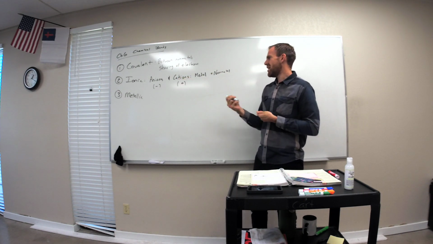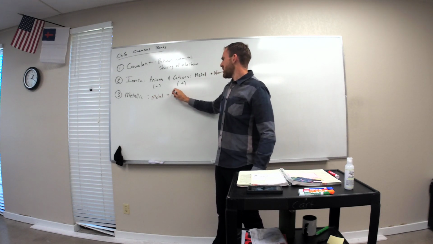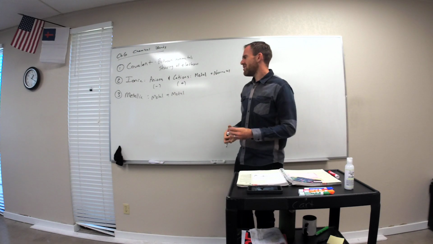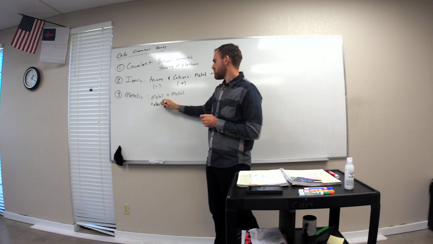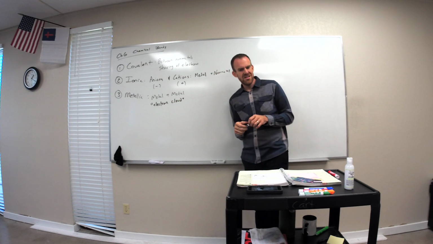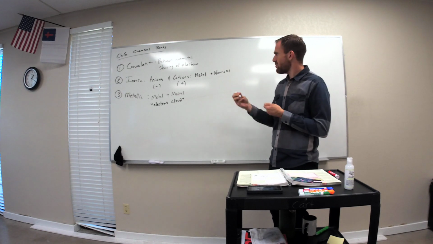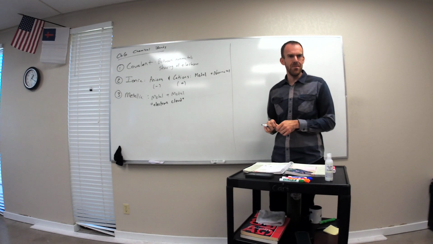So anyways, that's ionic. And then metallic is a metal plus another metal. And this generates something called an electron cloud. So you have a bunch of metals together, and that's a metallic bond. So those are the 3 that we will be discussing at length, or ad nauseum, if I may.